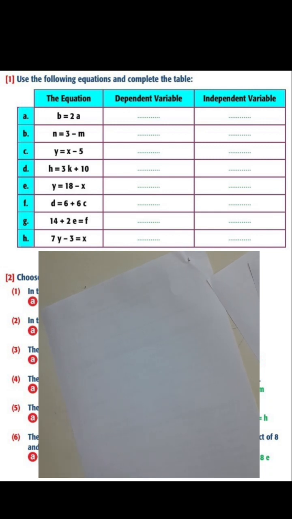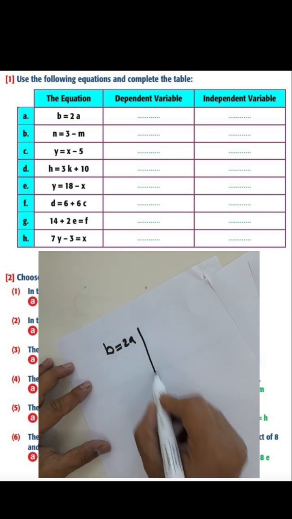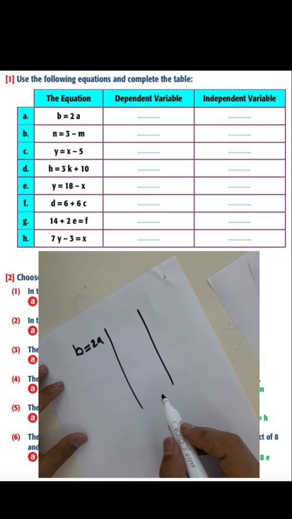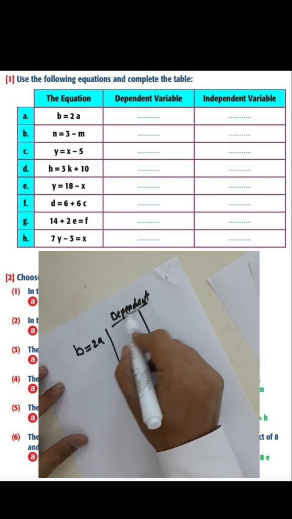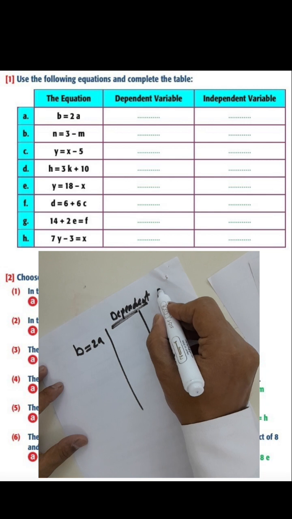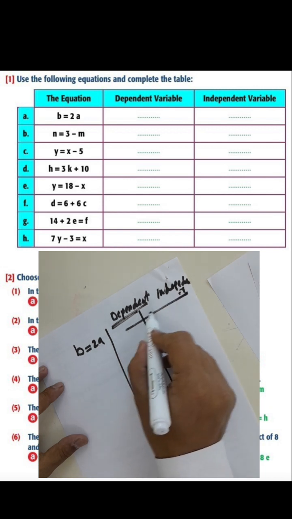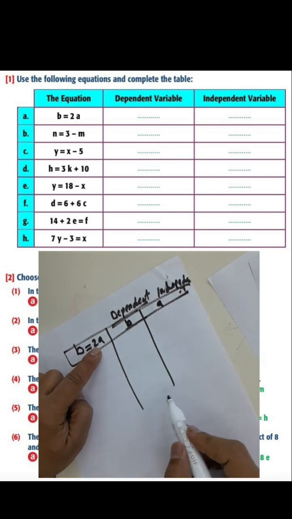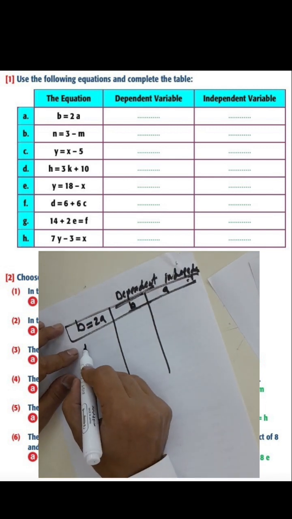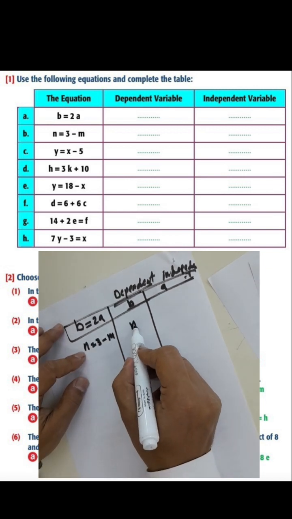Use the following equations and complete the table of dependent and independent variables. In this relation, b equals a, we want dependent and independent. Here we write dependent, and here independent. The dependent will be b, independent will be a. In the equation n equals a less m, dependent n, independent m.